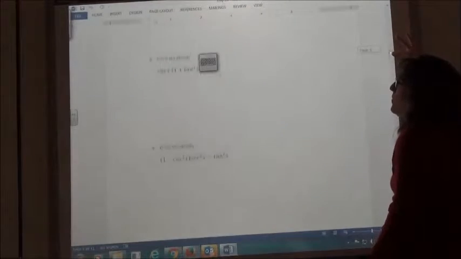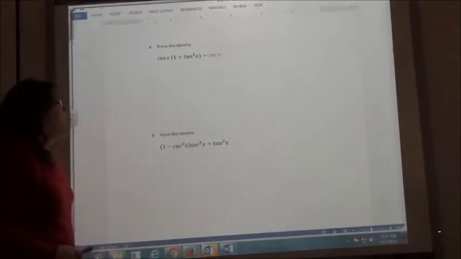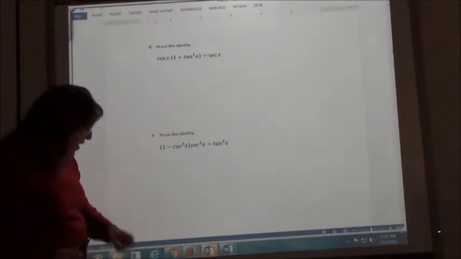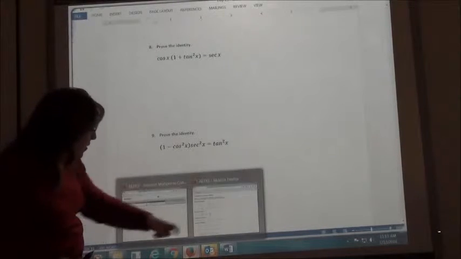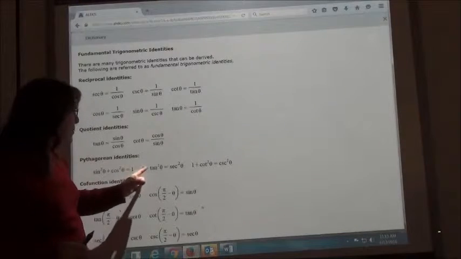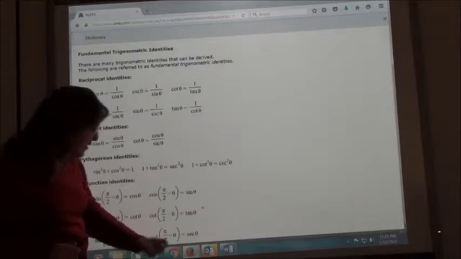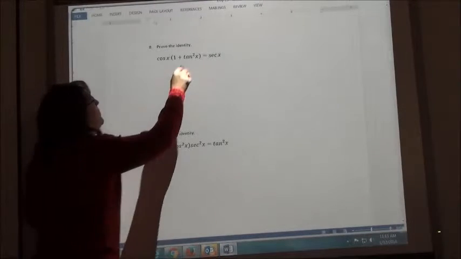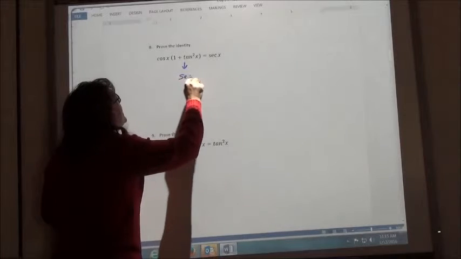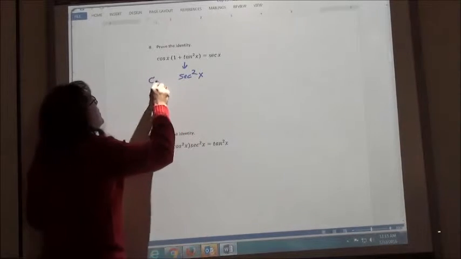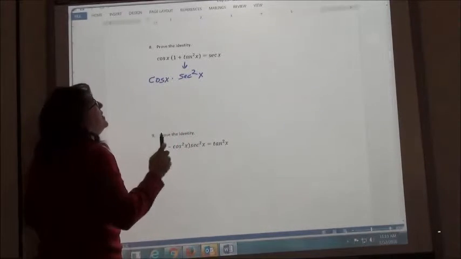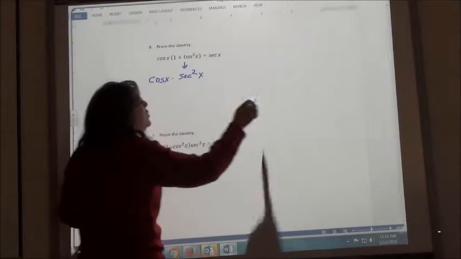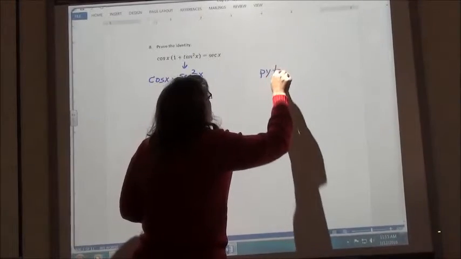So if I go back to problem number 8, it must be that we are on. Let me move my board up here. Again, I'm going to start out because I see that I have one of my Pythagorean identities. If I look here, I've got 1 plus tangent squared equals secant squared. So I'm going to go ahead and use that and make that secant squared of x. So cosine of x times secant squared of x, that's using my Pythagorean.